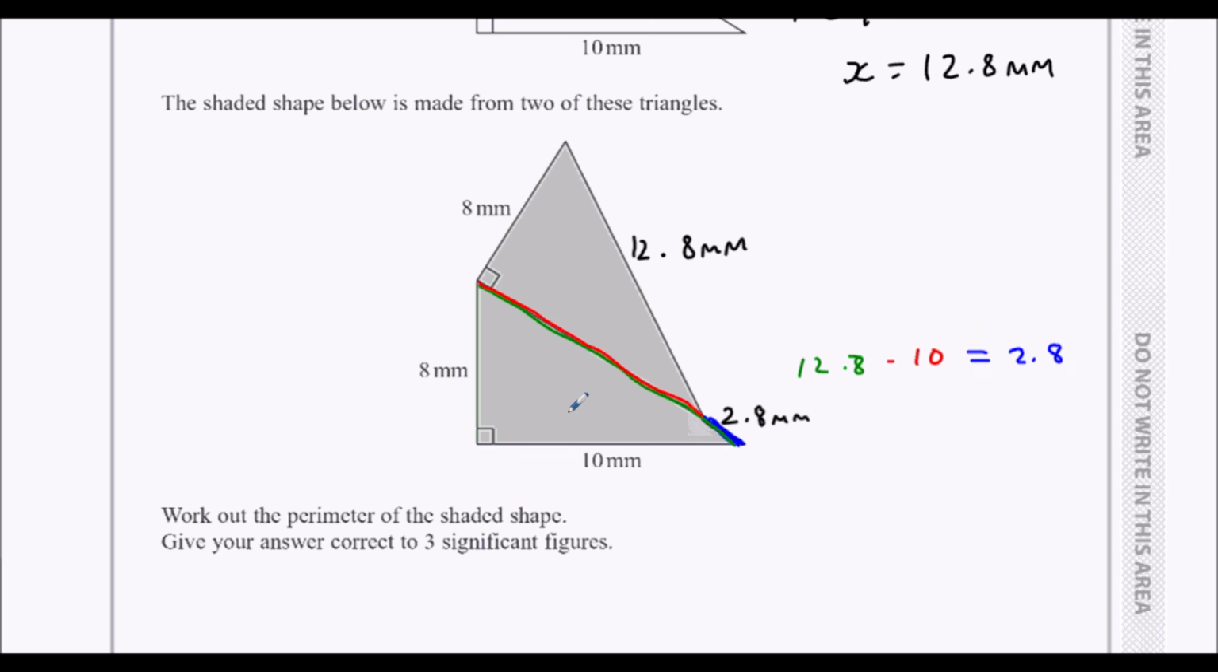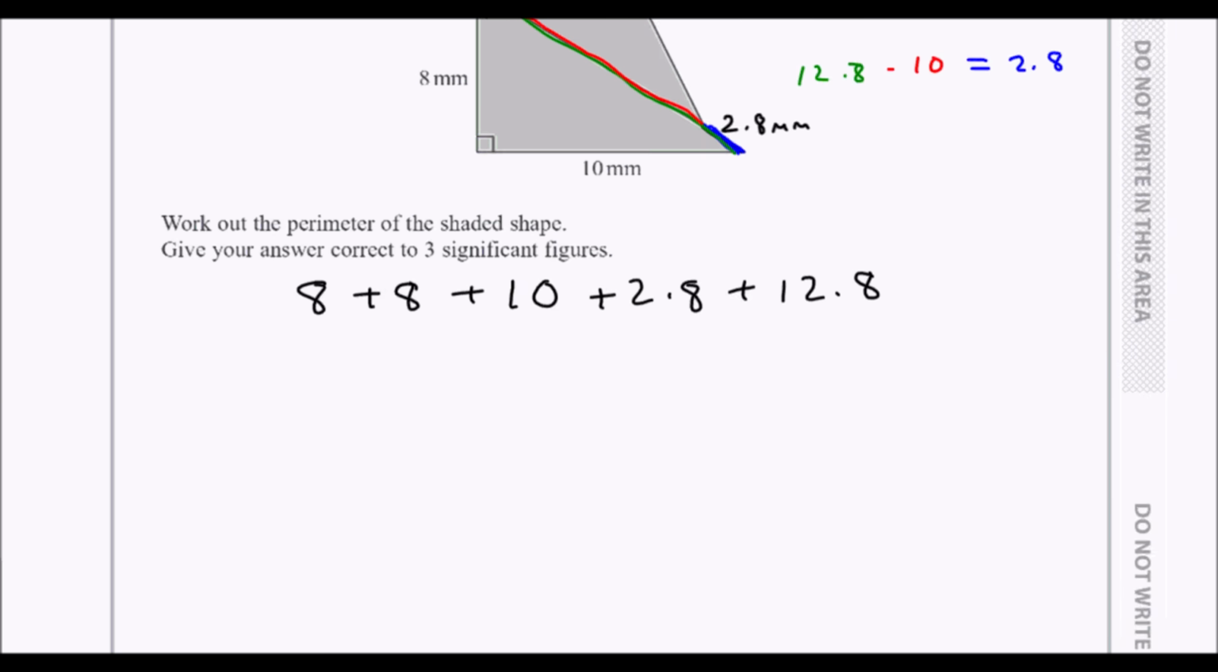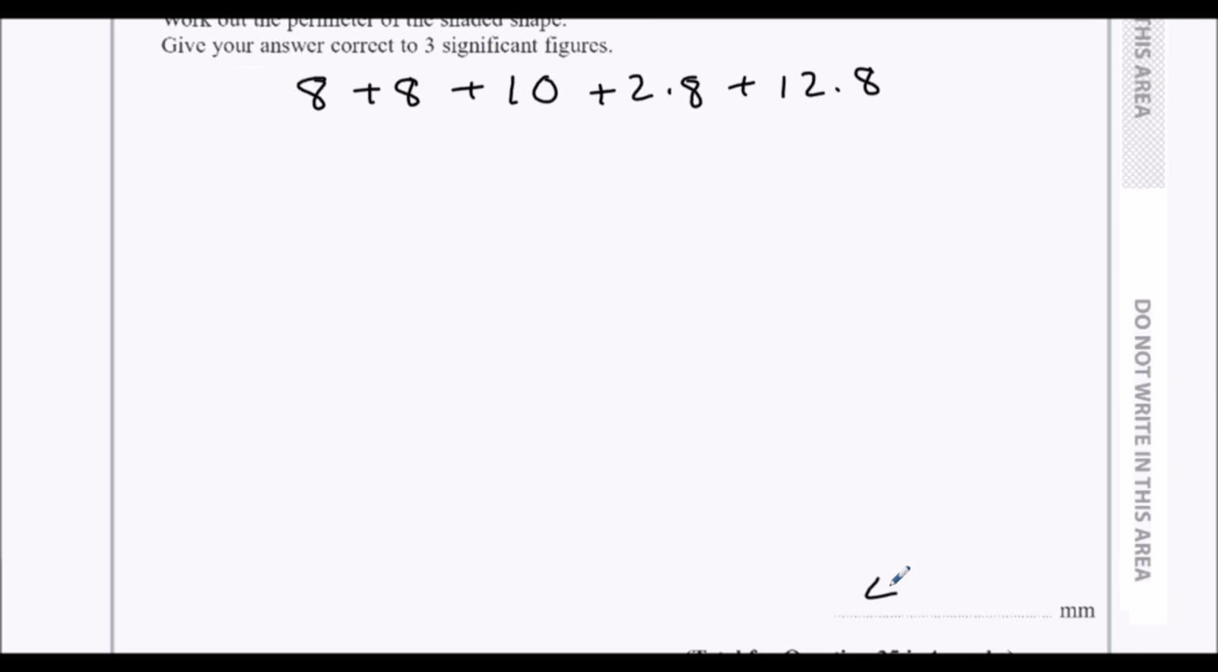So now we can work out the perimeter, because it's 8 and 8 and 10, 8, 8, 10, 2.8 and 12.8. So they're all the lengths around the edge. So just add them together, 8 plus 8 plus 10 plus 2.8 plus 12.8, and we have 41.6. So 41.6 millimeters.